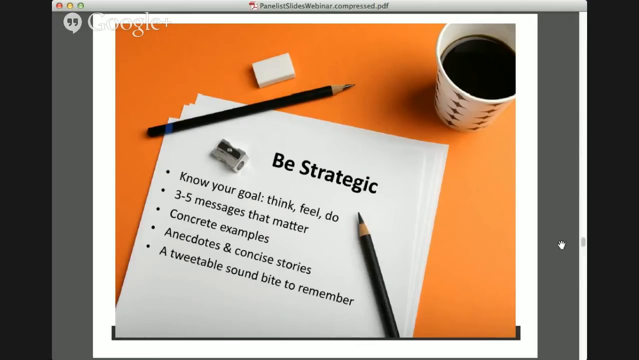So I suggest that in order to do that, you be strategic about this. Really think about what your goal is. What is it that you want people to think, feel, or do? And that you have those 3 or 5 messages that matter. Follow it up with those concrete examples, anecdotes, concise stories, and tweetable sound bites.